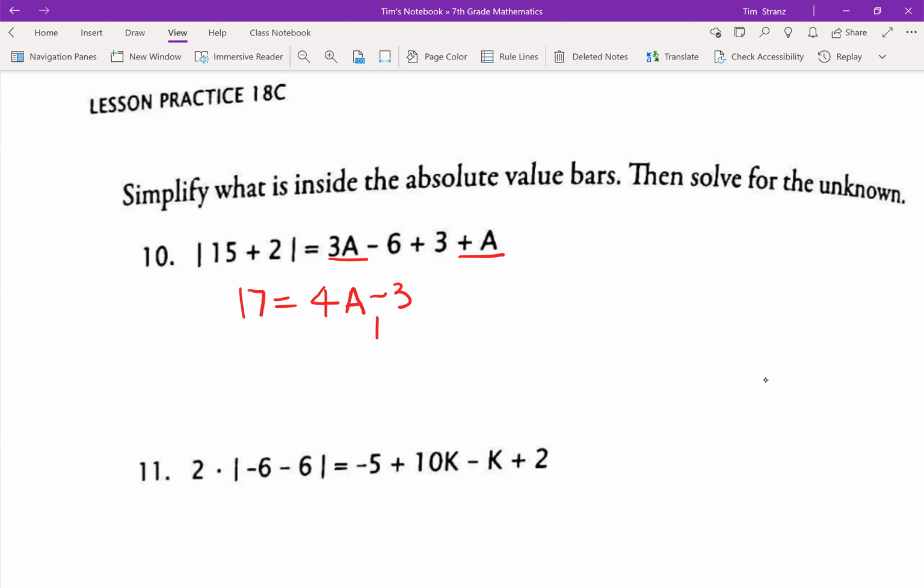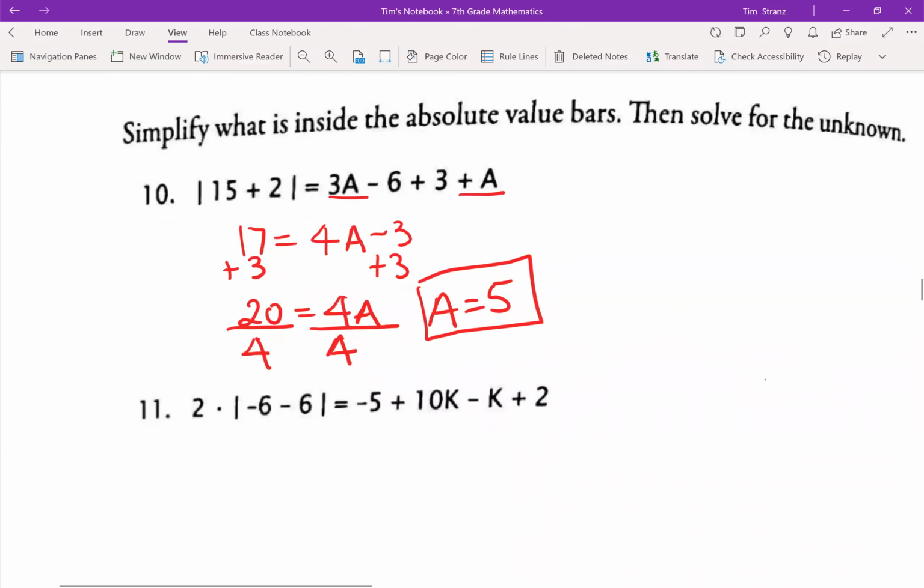Okay, to get a by itself, I'm going to add 3 on that side, add 3 on that side. So now I have 20 equals 4a. To get a by itself, I'm going to isolate the 4 by getting rid of it. That means I have to divide this side by 4, and a equals 5.